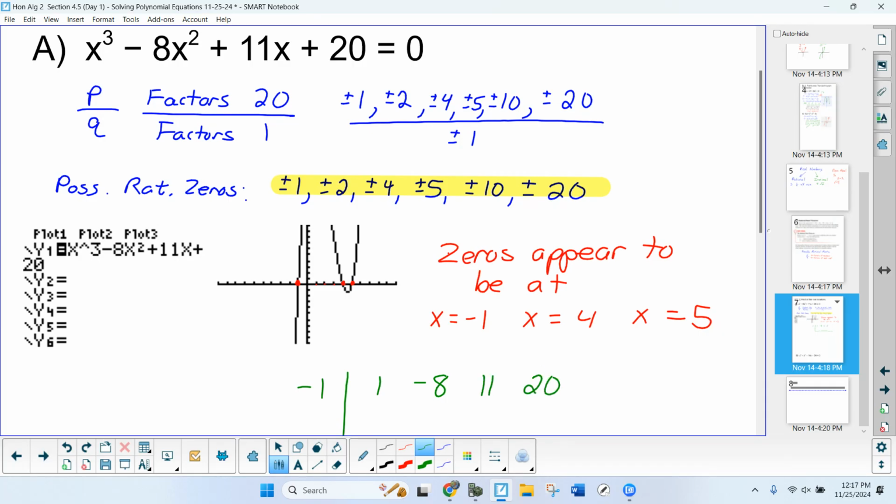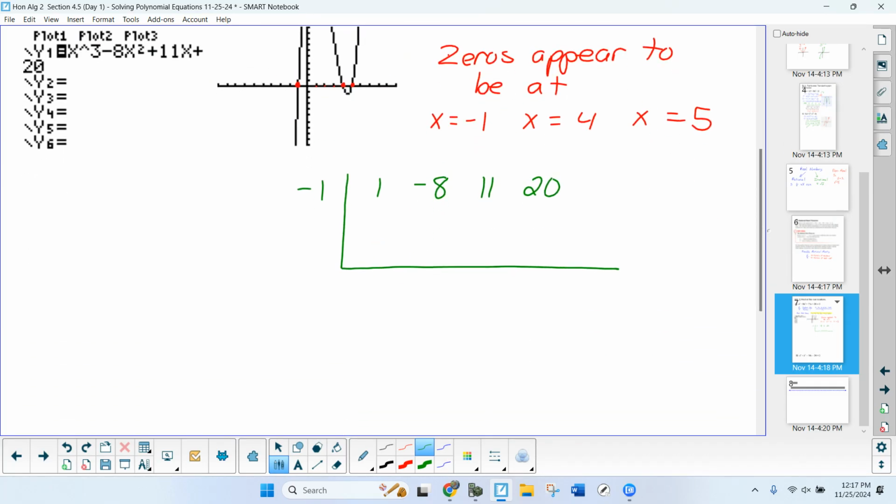Now if this is a factor, the remainder should be 0. So let's see what you get, Jack. Pull the 1 down, multiply, you get negative 1. Add, negative 9. Multiply, 9. Add, 20. Multiply, negative 20. Add, 0. So is it a factor? You guys know from geometry, just because it looks like it's a negative 1 doesn't mean that it is. We just proved that it is.